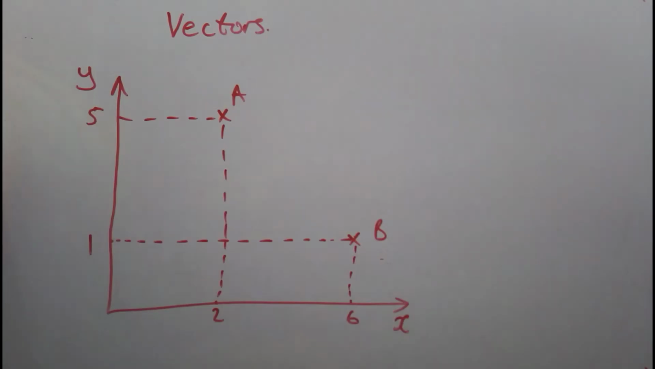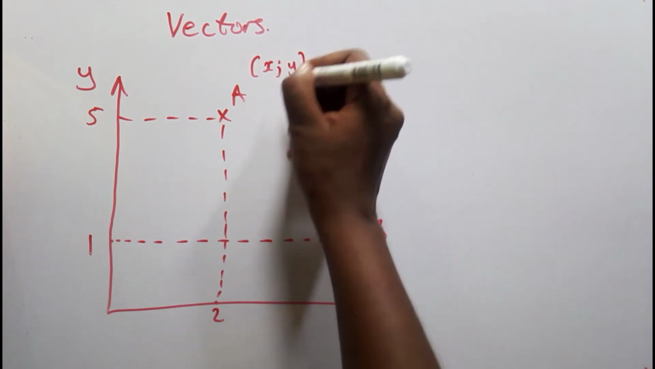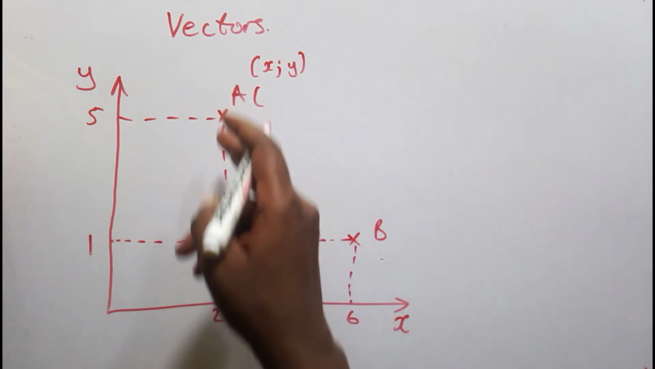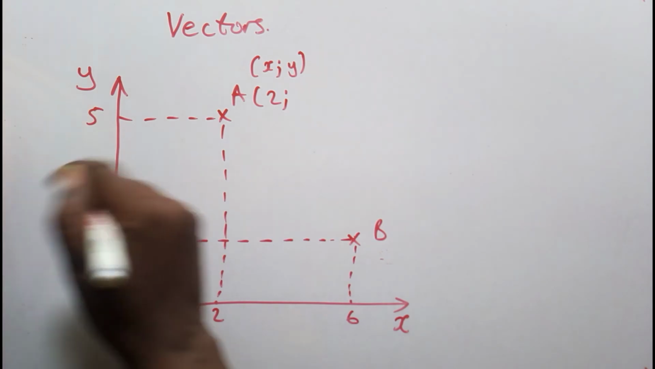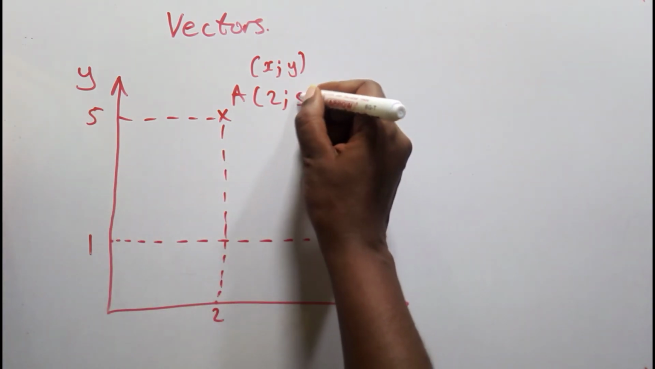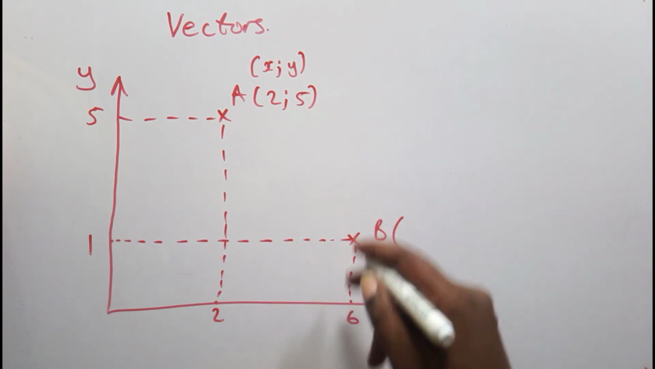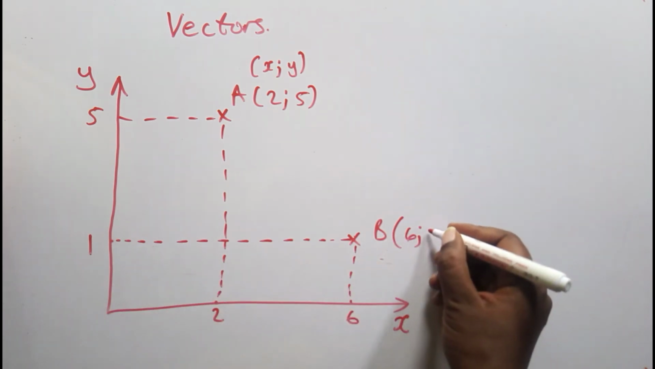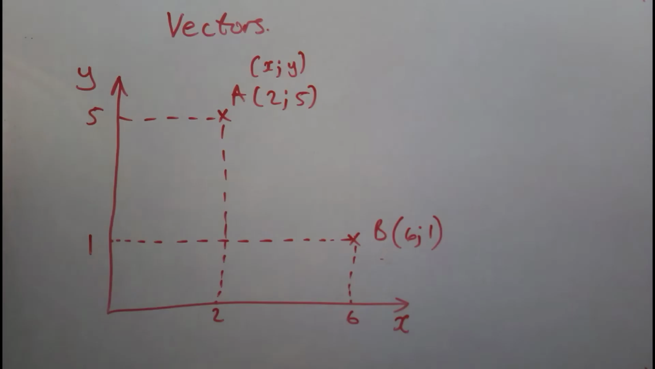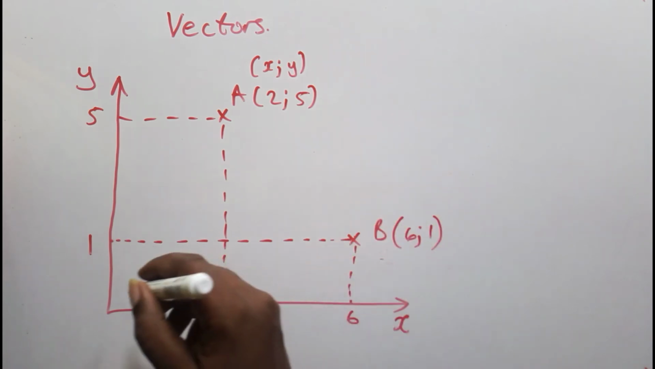Now let's see how we write the coordinates of those points. When writing the coordinates of the points, we start with the x component followed by the y component. For example, for point A, the x component is 2, so we put our 2 right there, and the y component is 5, we put our 5 right there. Same applies with point B. The x component is 6, we put our 6 right there, and the y component is 1, we put 1. So we start with the x component followed by the y component. That is how we write the coordinates of points on a Cartesian plane.